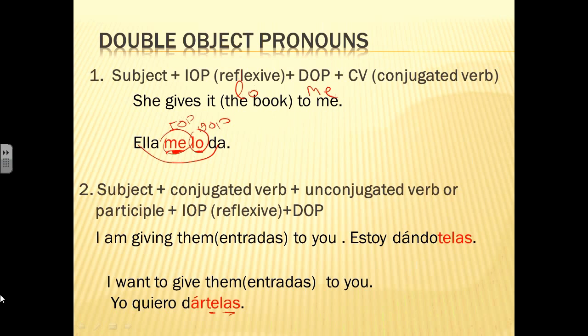Here's another. I am giving them, the entradas, to you. Estoy dándotelas. Again, the point is that person and then thing. If you want, you can put them in front of the estar. You can say, te las estoy dando. Or again, yo te las quiero dar. It cannot go right here. It cannot go right here. In front of the conjugated verb or attached. We will talk about the accent marks in a second.